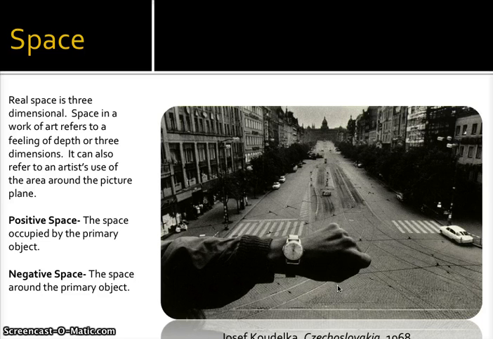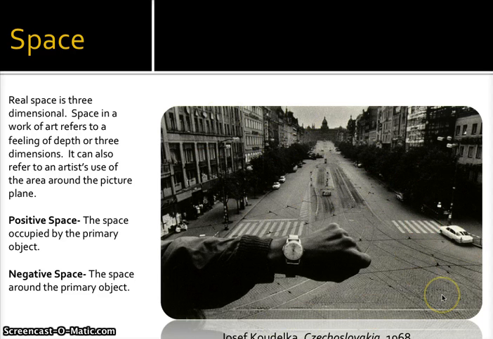Next is space. Real space is three-dimensional. Space in a work of art refers to a feeling of depth or three dimensions. It can also refer to an artist's use of the area around the picture plane. Positive space is the space occupied by the primary object. So in this, it would be the hand and the arm. And negative space is the space around the primary object, so all of this.